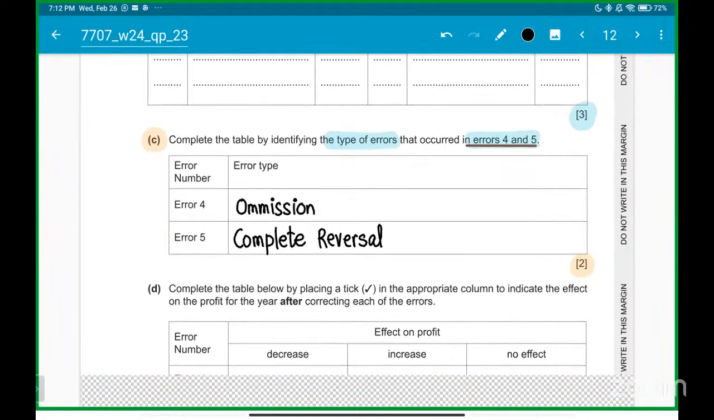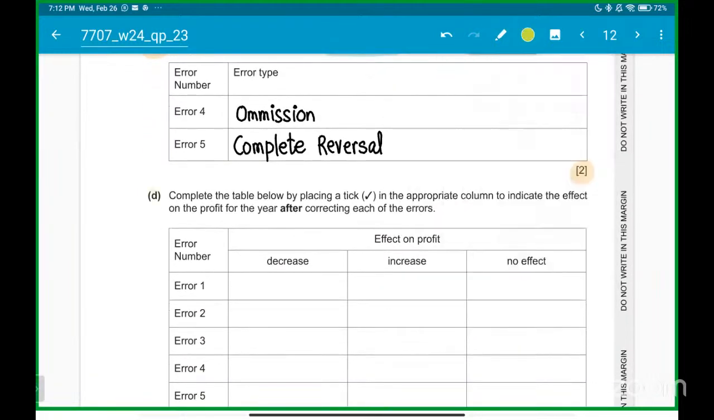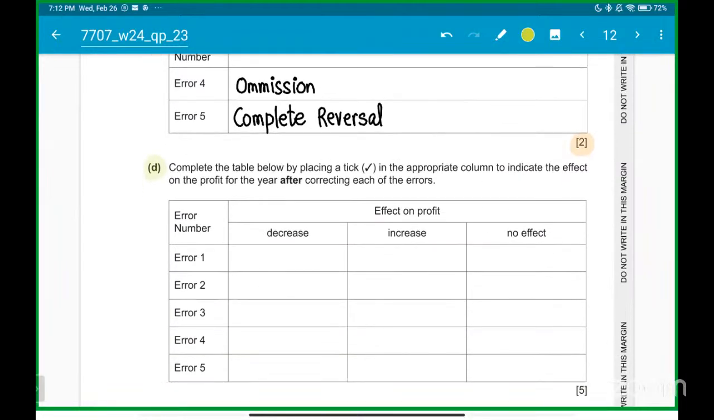The last part is something they ask a lot of the time: what will be the effect of these errors on the profit for the year? We have to complete the table by placing a tick in the appropriate column to indicate the effect on the profit for the year after correcting each of the errors. This is bold as well.